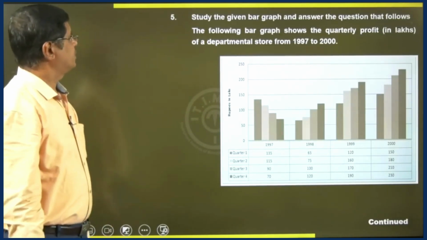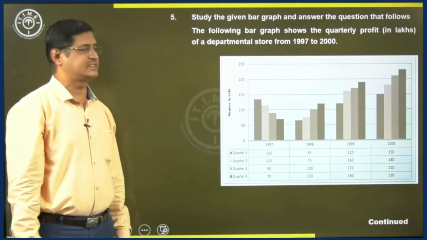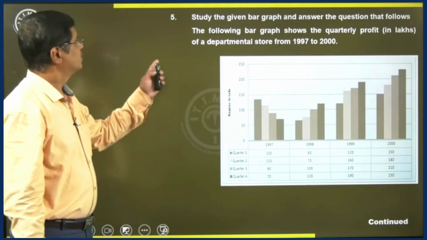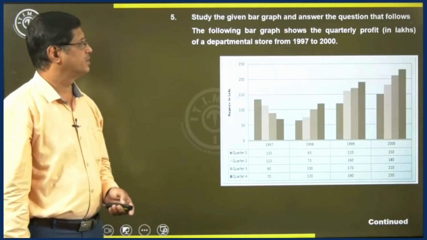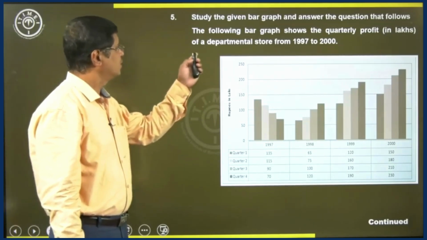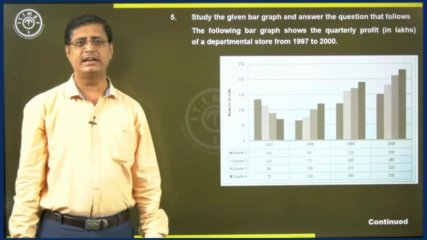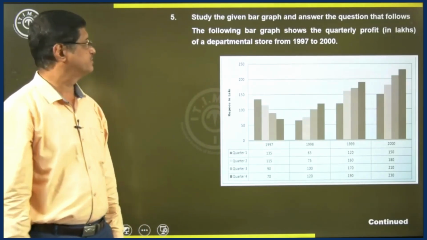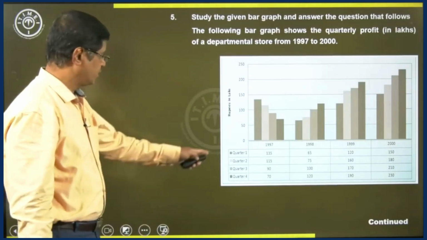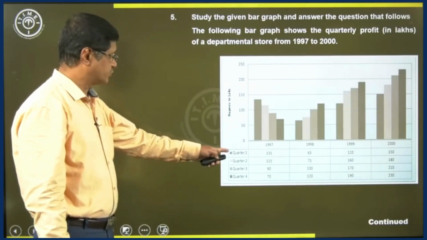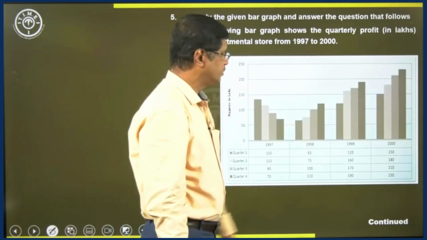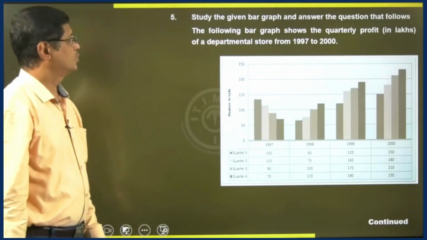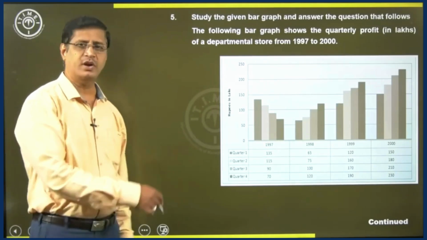Study the given bar graph and answer the question that follows. The following bar graph shows the quarterly profit in lakhs of rupees of departmental stores from 1997 to 2000. So these are the profits given here quarterly. First quarter, second, third, fourth, for 97, 98, 99, 2000. So based on this information, look at the example.